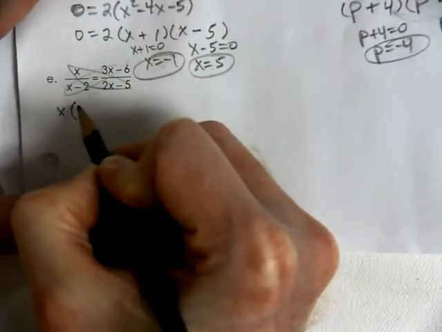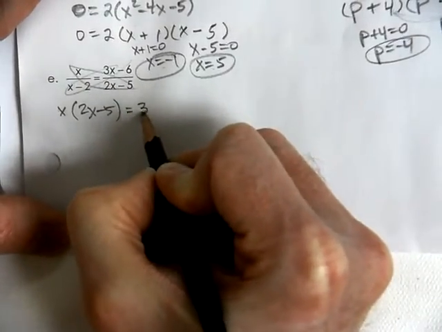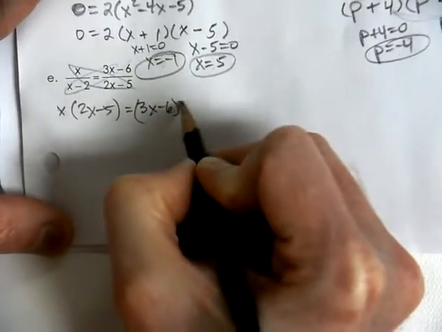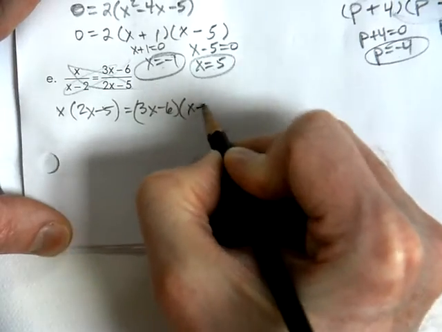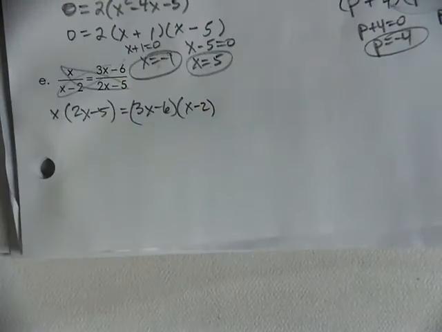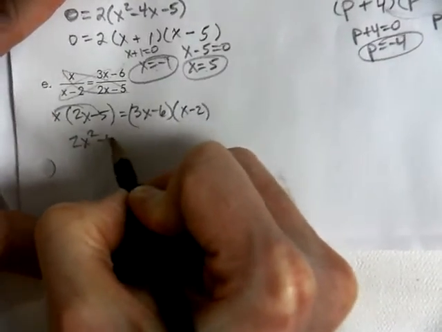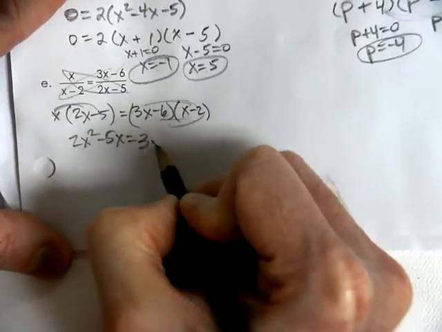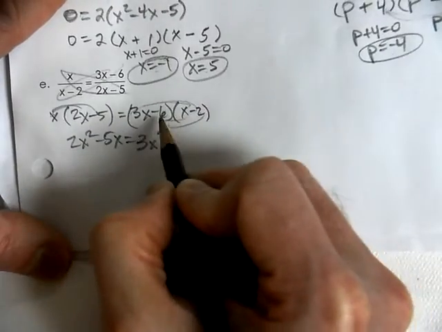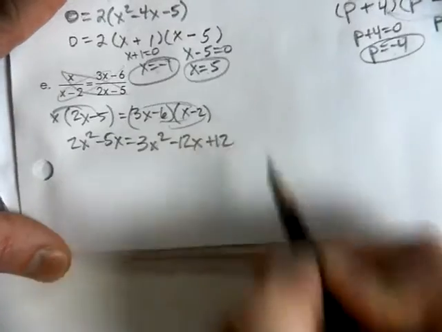Here we're going to get x times 2x minus 5, and we're going to get 3x minus 6, and x minus 2. So we'll distribute through to get 2x squared minus 5x. FOIL this out to get 3x squared. Negative 6 minus 6 more is negative 12x plus 12.